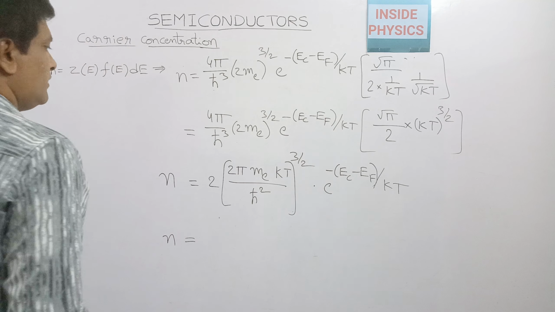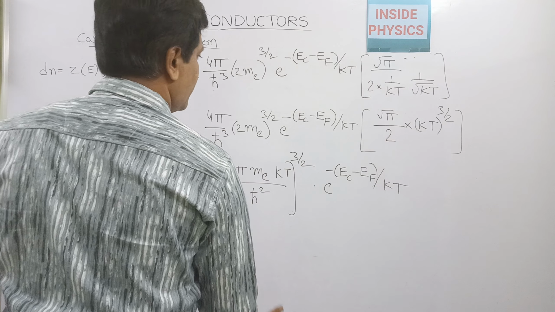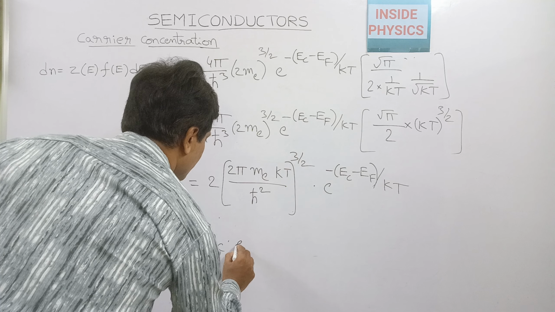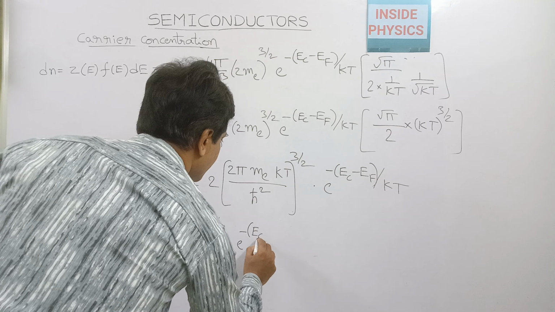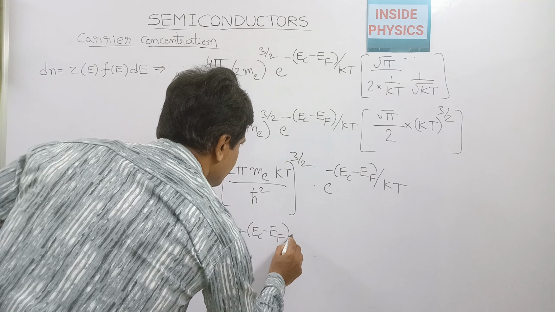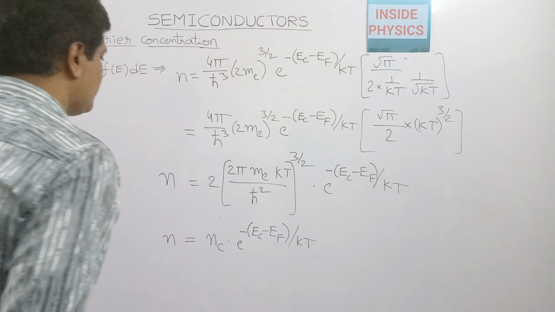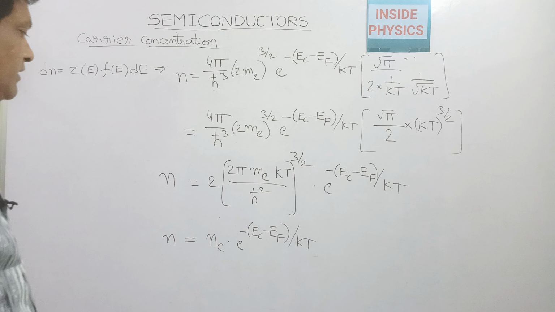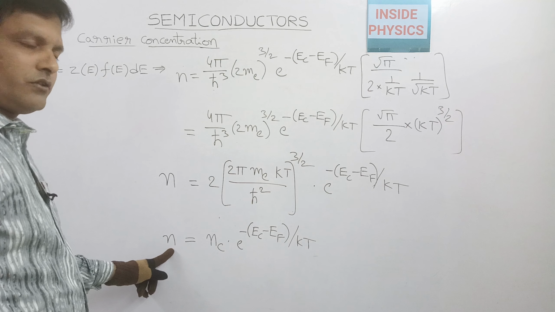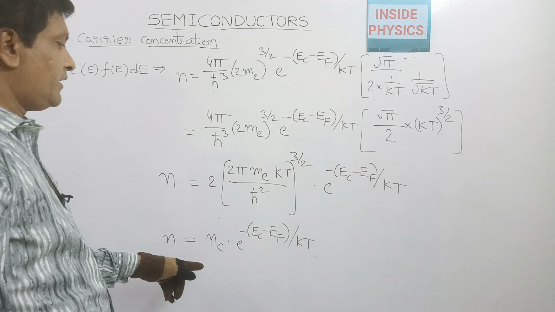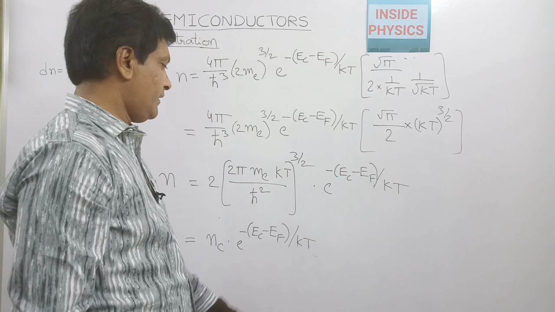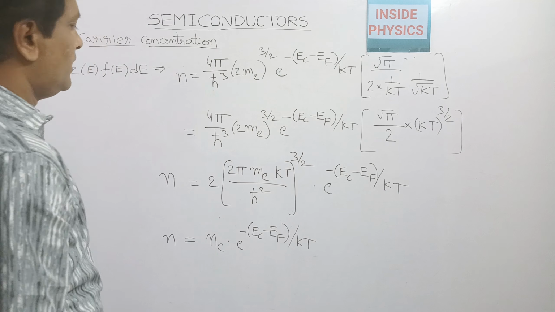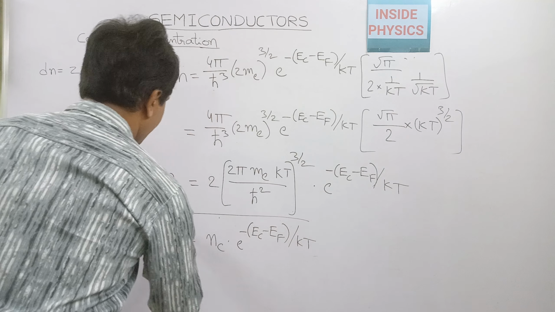Now if this total term is taken as Nc, the total expression can be written as this one. This total constant is taken as Nc. This is the carrier concentration, the number of electrons present in an energy level in the conduction band. This is the Fermi energy level. This is the potential energy at rest for an electron. This is the form of carrier concentration.